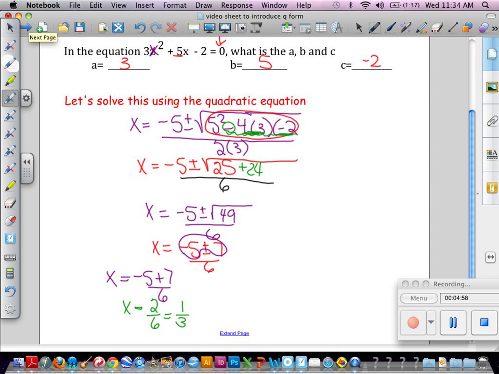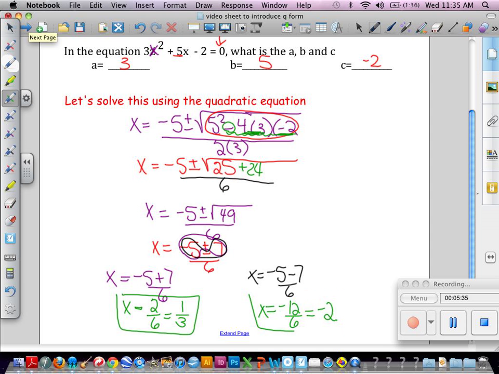All right, now let's take the second one. I need to do the minus sign, so I'm going to go negative 5 minus 7. X equals negative 5 minus 7 over 6. Negative 5 minus 7 is negative 12 over 6. And that gets me negative 2. So if I look back at the top of my paper, I did get x equals 1/3 and negative 2, and that's what I'm getting in this situation as well.